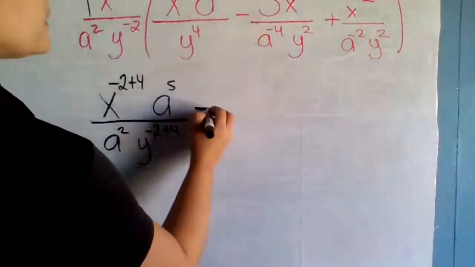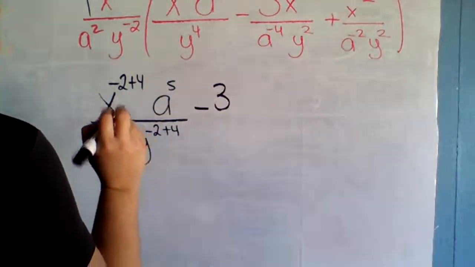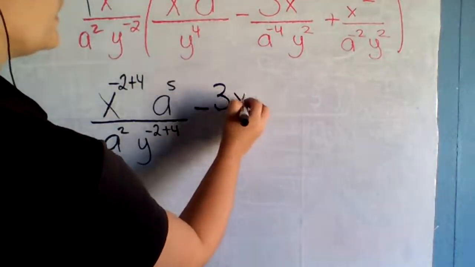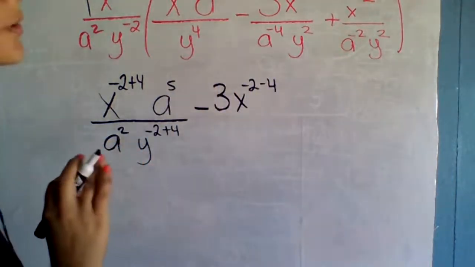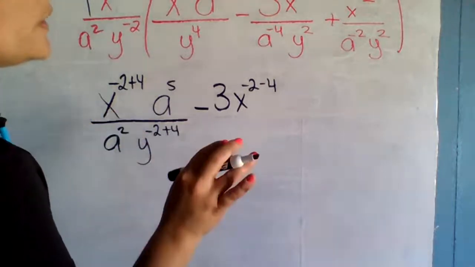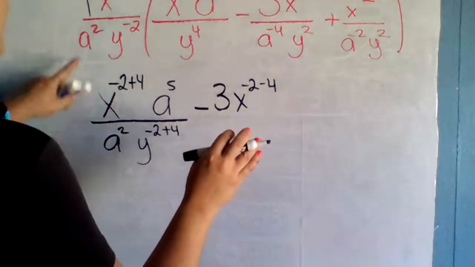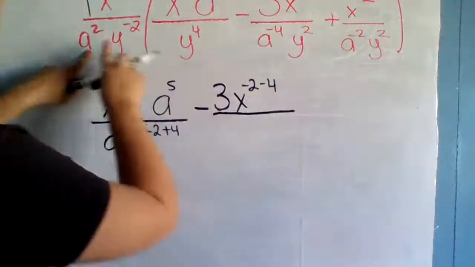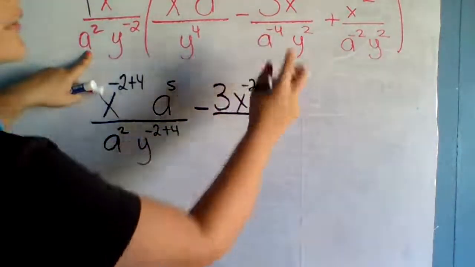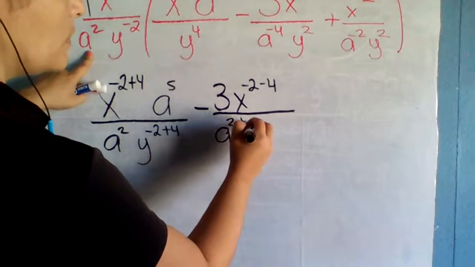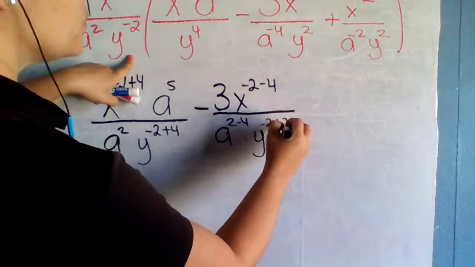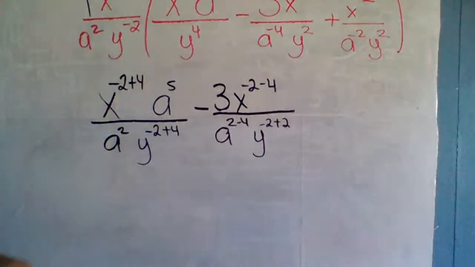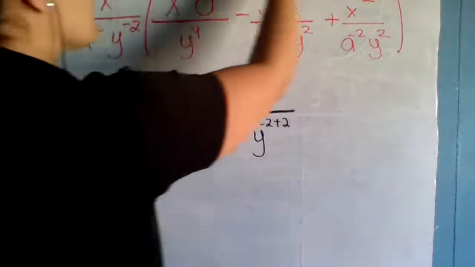1 times negative 3 is negative 3, okay? Then I do the x's. Negative 2, negative 4. We're adding, so we don't have to change any signs or do anything. We just put it like that. And then on the bottom, what do I have in the bottom? I have A2 minus 4 and Y negative 2 plus 2. Okay, and yes, we're going to be able to simplify here more, but right now let's just put it here so we don't make any crazy mistakes.